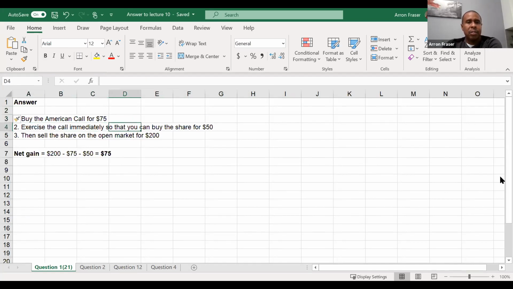Then you exercise the call immediately. So you buy the share for $50, and then having purchased the share for $50, you sell it on the open market for $200. So the gain that you will end up with: you sell for $200, you would have paid $75 for the right to buy that share, and then you buy that share at $50. Having gotten that call, you purchase the share for $50, and then on the open market, you sell it for $200. So in that case, you end up with a profit of $75. That's when this particular call option makes sense for you. Any questions?